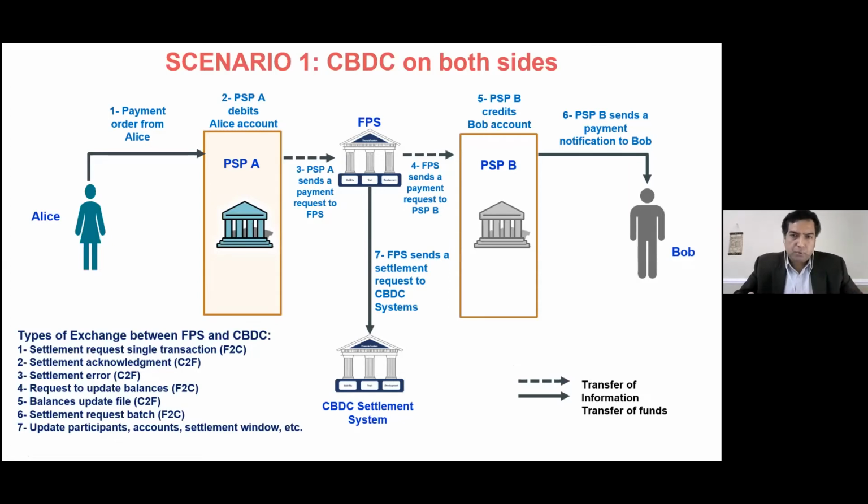I think it's a pretty straightforward flow. Alice makes a payment. It comes to the payment service provider servicing Alice. Then it goes to the fast payment system. It instantly sends it to the payment service provider servicing Bob. Bob receives the money, and they settle at the CBDC settlement system, or basically could be the RTGS system in the country. And this is a pretty standard flow within any payment system. The ones in dashes are the information, and the ones in bold line are basically the transfer of funds.